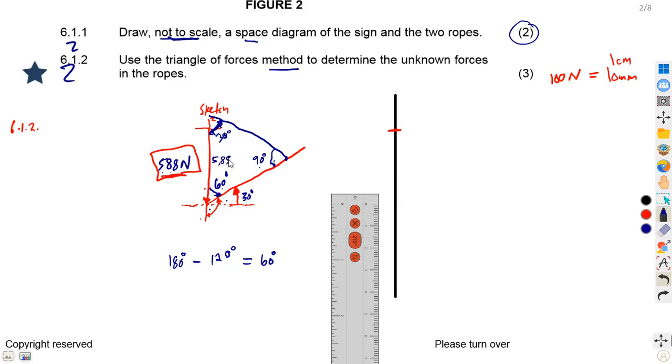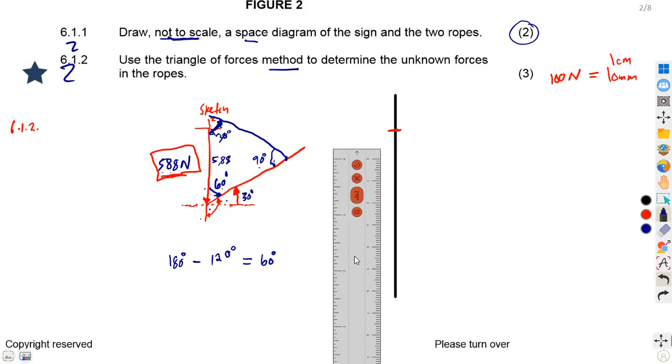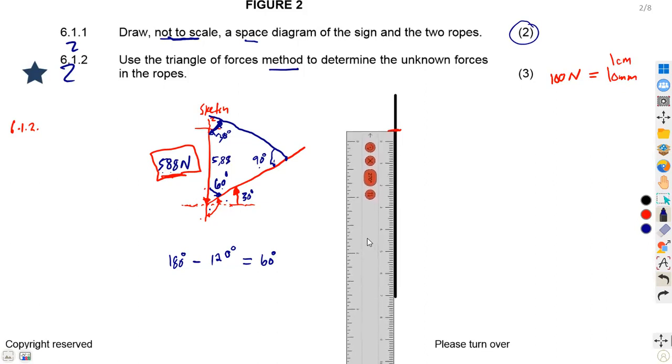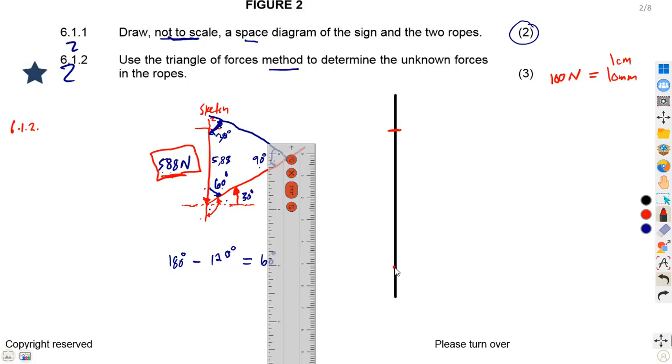All right. So you measure 5.88 centimeters, which is somewhere at this point. Here, I'm just going to show you, maybe we have got it at this point. So at this point, if we have got our 5.88, that means that is our 588 Newton. But we measured 5.88 centimeters. Take note.